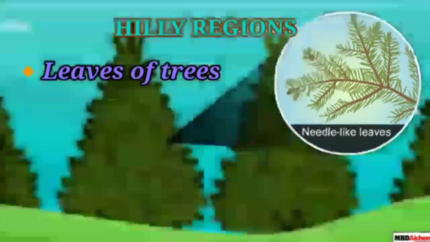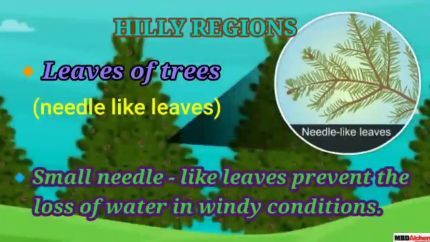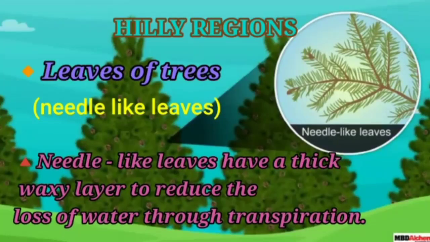The small needle-like leaves prevent the loss of water in windy conditions. It helps the mountain trees to survive in winter, when the water gets frozen and is not available to the roots. These needle-like leaves have a thick waxy layer to reduce the loss of water through transpiration.